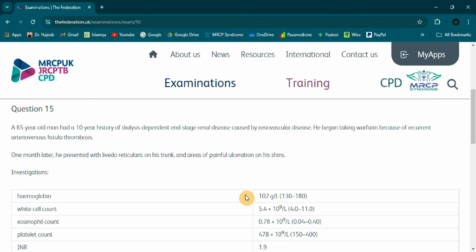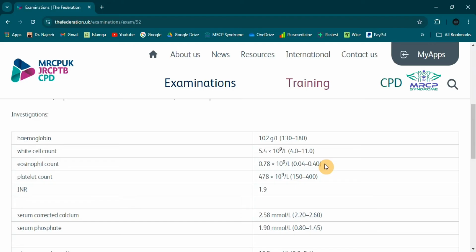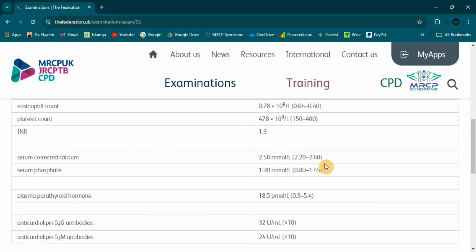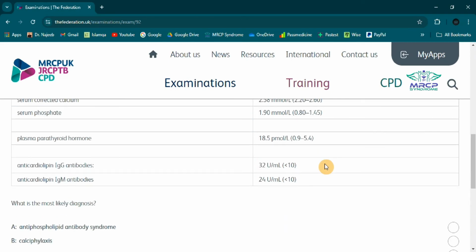One month later, he presented with livedo reticularis on his trunk and areas of painful ulceration on his shins. Hemoglobin was 102, WBC 5.4, eosinophils 0.78, platelet count 478, INR 1.9, serum corrected calcium 2.58, serum phosphate 1.90. Plasma parathyroid hormone 18.5, anticardiolipin IgG antibodies 32, and anticardiolipin IgM antibodies 24. What is the most likely diagnosis?